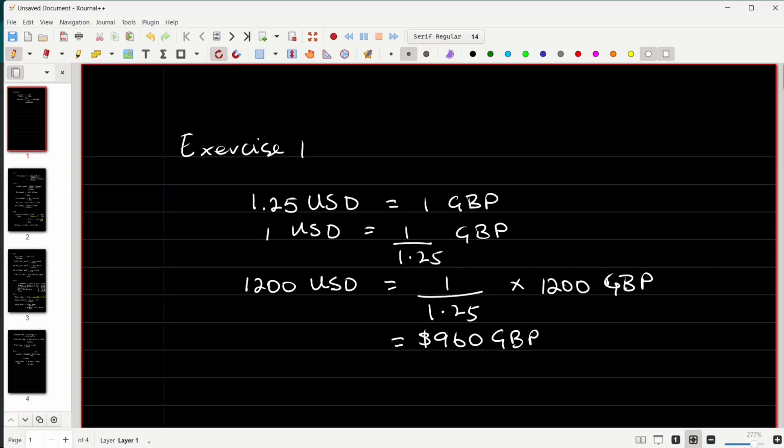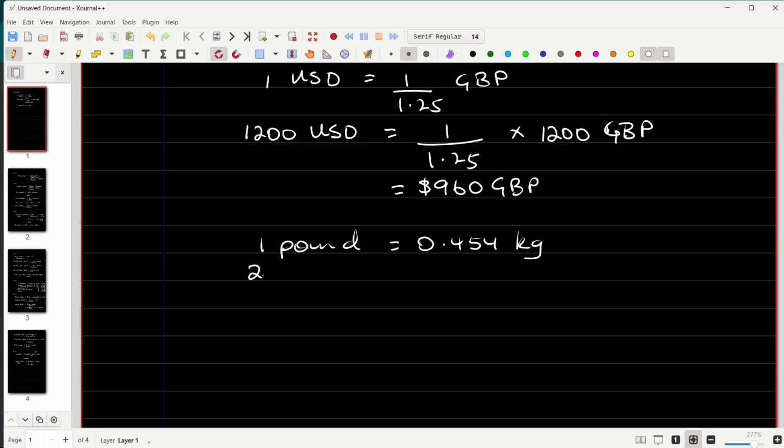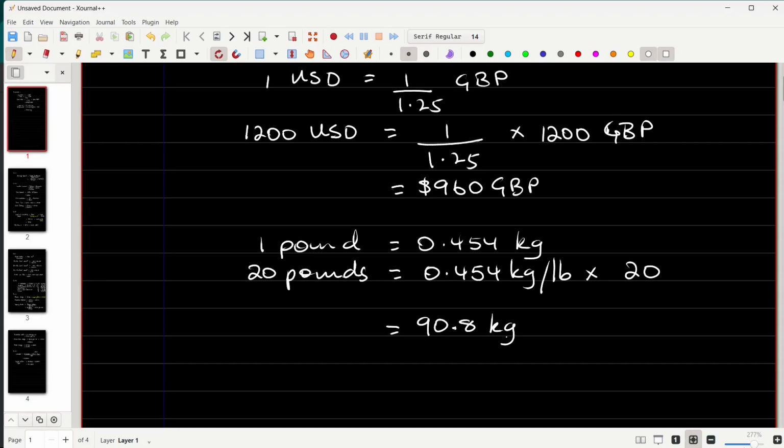The next thing that we need to do is figure out how much the bike weighs in kilograms. So we know that 1 pound is equal to 0.454 kilograms. That means that 20 pounds would be equivalent to 0.454 kilograms per pound, I'm just going to put LB, times 20, which works out to be 90.8 kilograms. Let's do the other question.